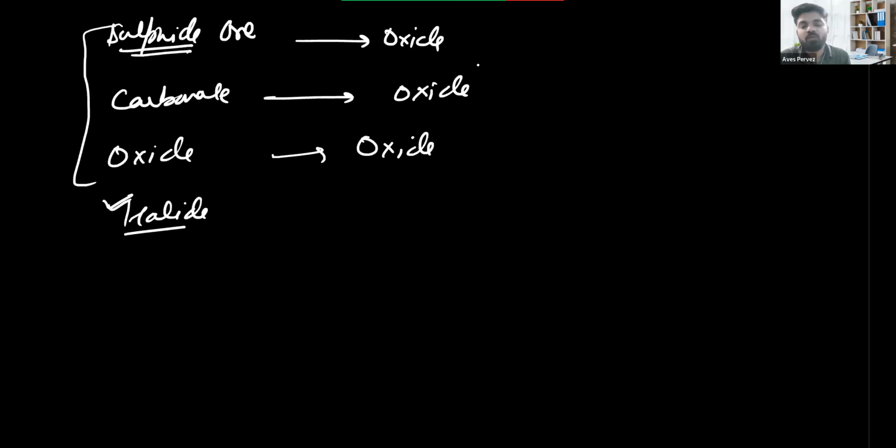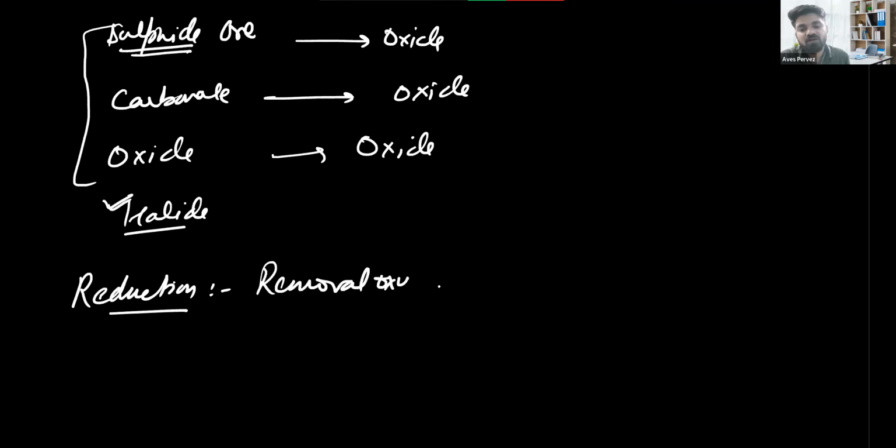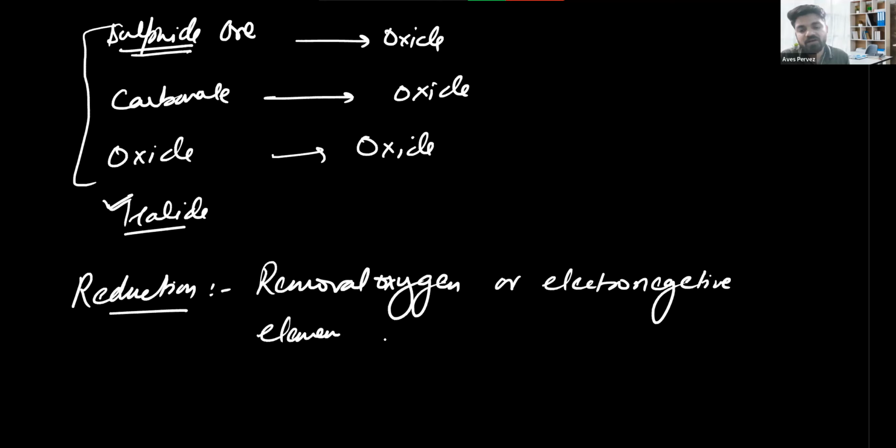Now, what is the next step? The next step is reduction. Reduction is removal of oxygen, or removal of an electronegative element, such as Cl minus, Br minus, I minus, O minus 2.